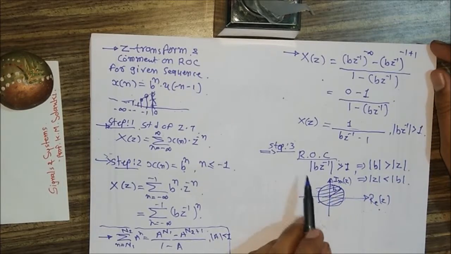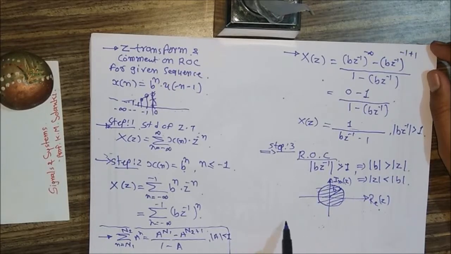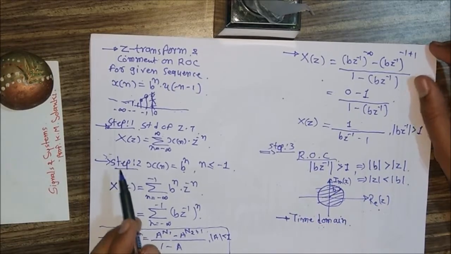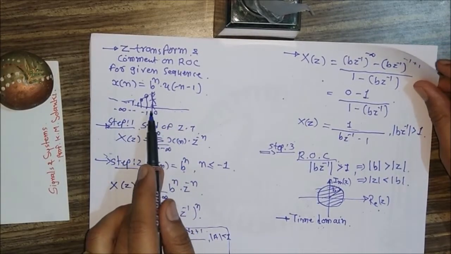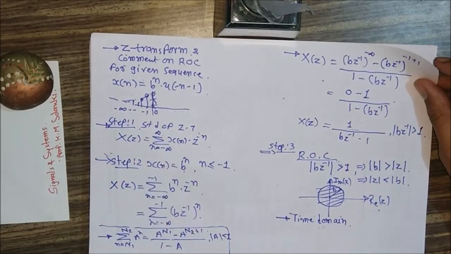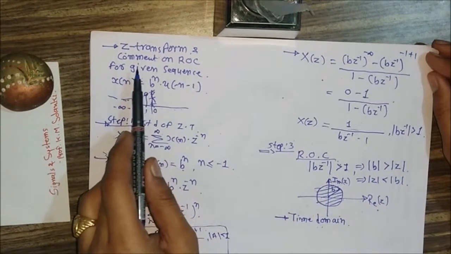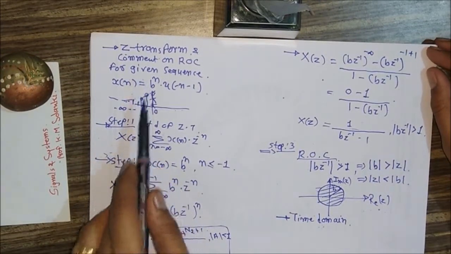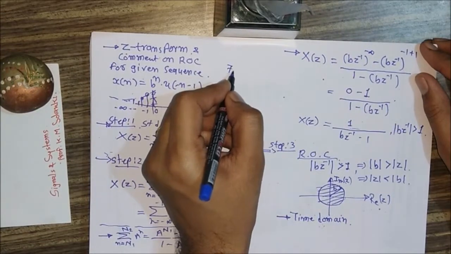So it is the significance of ROC that it will give the comment on signals in the time domain. So it will give the existence of the signal in the time domain. So what would be the signal in the time domain, whether it is right-sided, left-sided, or a mixture of both-sided. So this is the significance of Z transform as well as ROC in examples, and this type of example will be asked for up to 7 marks.